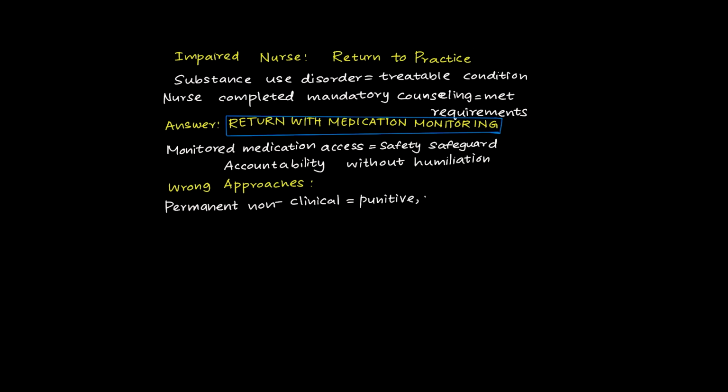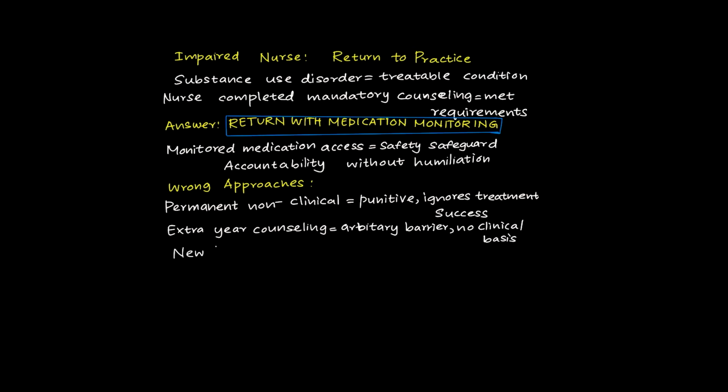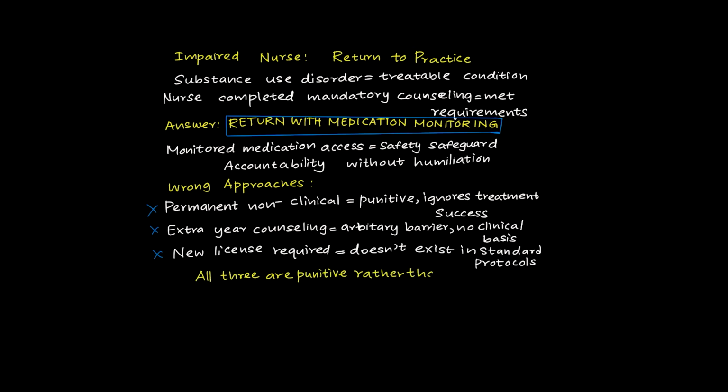Requiring another year of counselling? That's an arbitrary barrier with no clinical basis. If the mandatory programme set the standard and the nurse met it, adding more time is punitive, not therapeutic. Denying until a new licence is obtained? That requirement doesn't exist in standard peer assistance protocols. It creates a fictitious hurdle.